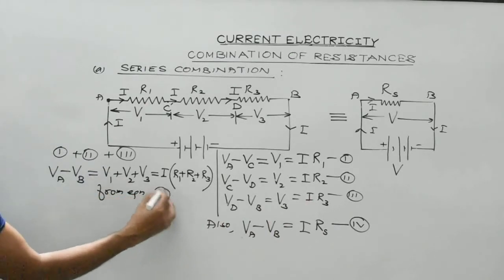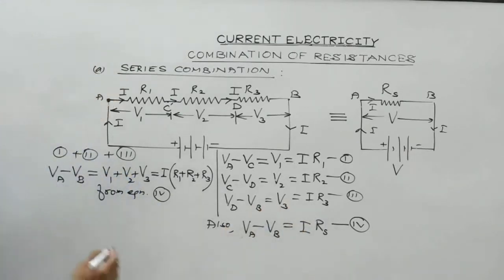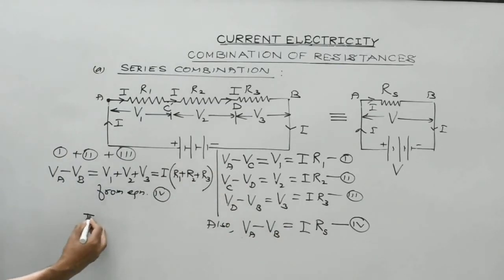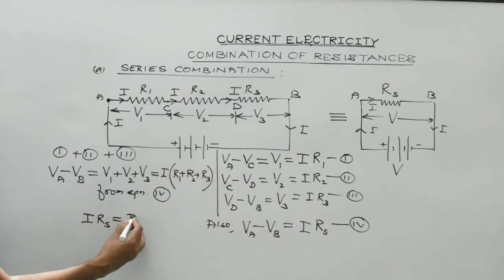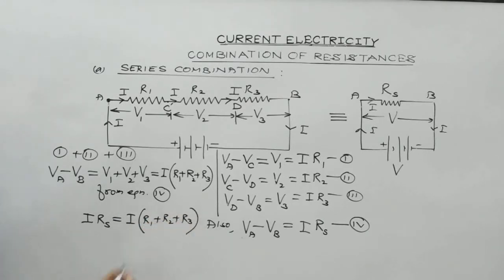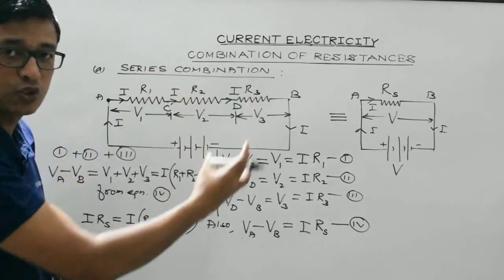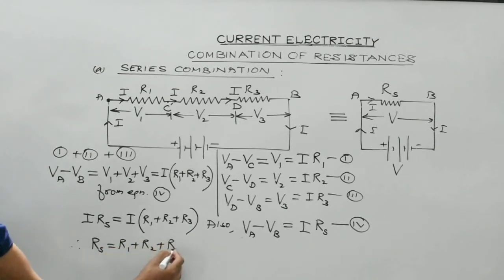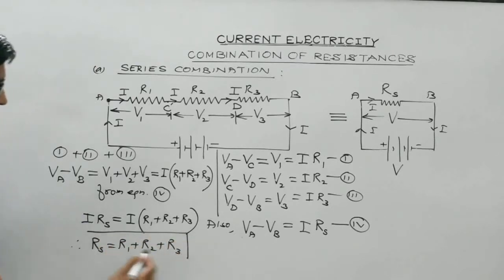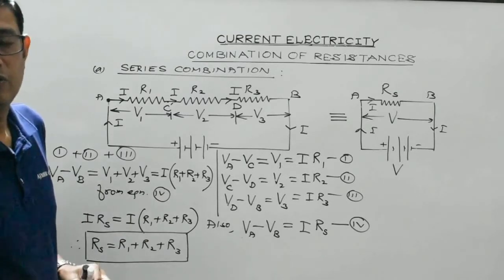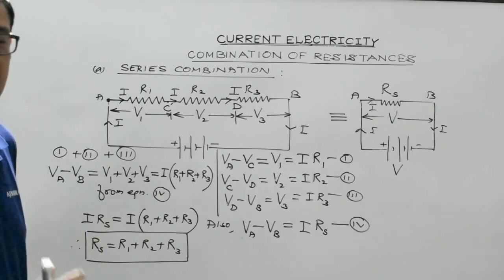From equation 4, VA minus VB can be written as IRS. It is equal to the net potential difference V, which is equal to IRS. So IRS is equal to I into R1 plus R2 plus R3. Since some finite current must be flowing through the circuit, therefore RS is equal to R1 plus R2 plus R3. So students, this is the formula for finding the equivalent resistance when the resistors are connected in series.